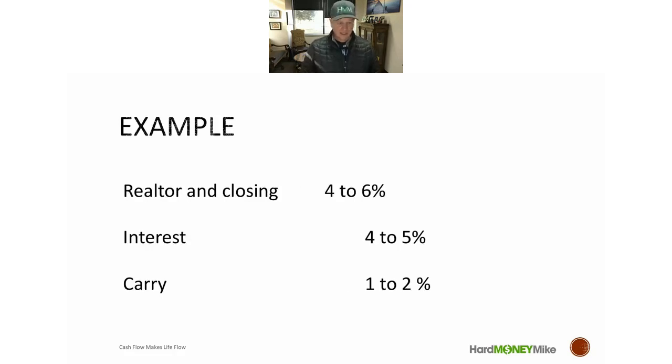Because on top of those numbers, you're going to have to pay for realtor, you're going to have to pay for closing, you're going to have to pay the interest on a loan if you have a loan. And you're also going to have carrying costs, which are your taxes accumulating every month, your insurance that you're paying, your utilities that you have out there. So there's some carry costs with all transactions you do. And this is where the 12% comes in to do a quick calculation.